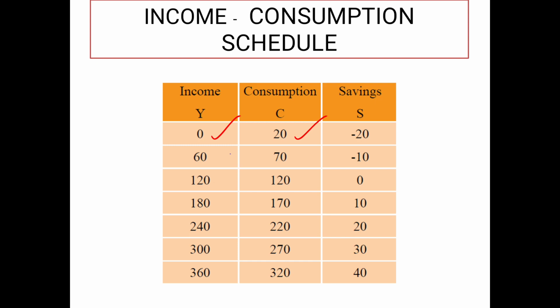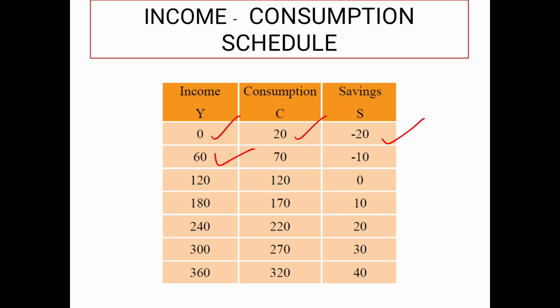We take money from past savings. So this consumption takes place, and we call this autonomous consumption. Even if we do not have income, we take from the past and use it for consumption purpose. So here we do not have any saving. It becomes minus 20.